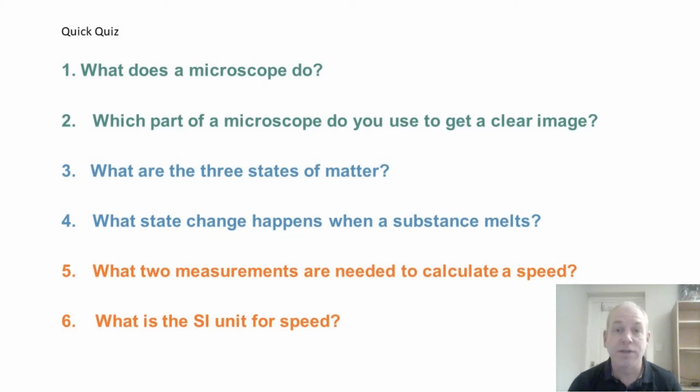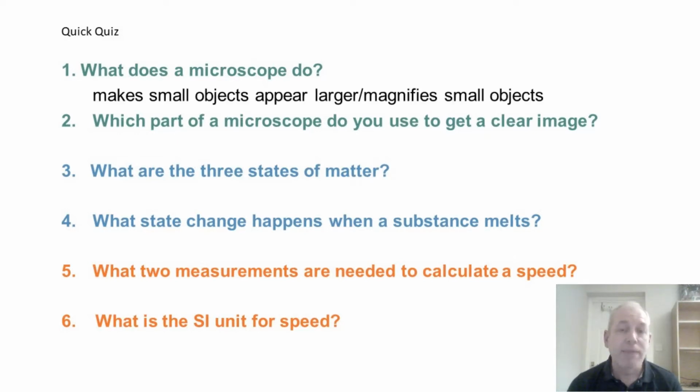Right, let's go through those answers. So, question 1 asked, what does a microscope do? Microscopes magnify small objects and make them appear larger so we can see them. Question 2 was, what part of the microscope do you use to get a clear image? You would use the focusing wheel. Remember, on microscopes, there's normally two different focusing wheels, a larger coarse focusing wheel and a smaller fine tuning wheel.